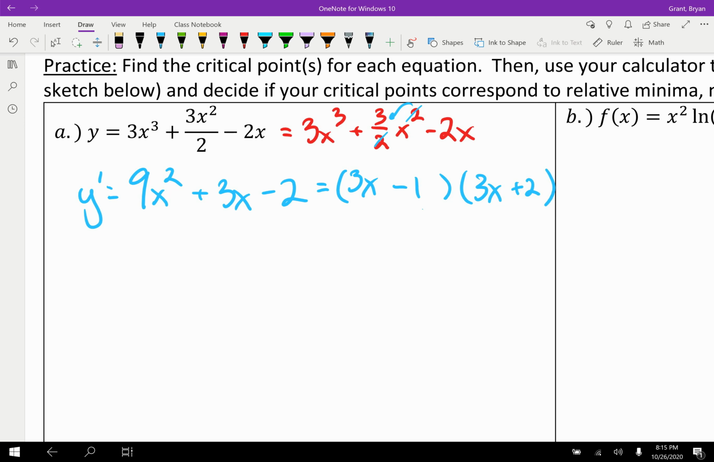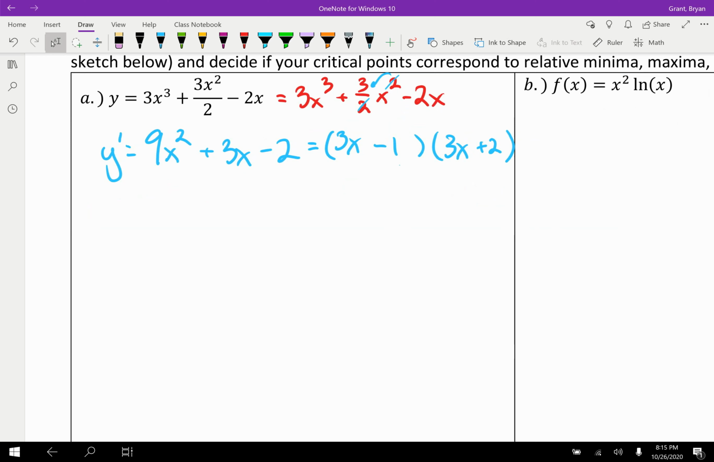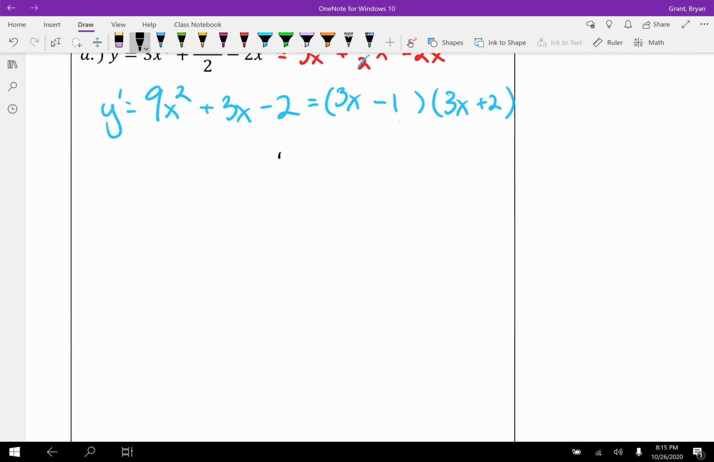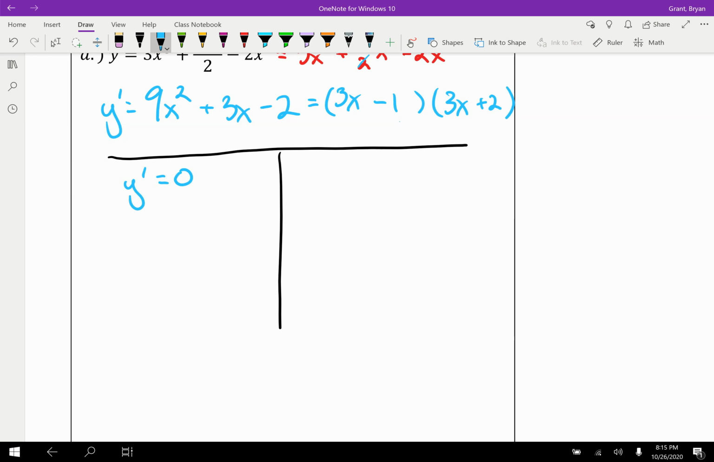Find the critical points. Well, there are 2 criteria we have to check every time we look for critical points. And I always like to make just a nice little T-chart or 2 columns. The first thing I like to say is that a critical point occurs when the derivative becomes 0. Easy enough. The derivative is called 3x minus 1 times 3x plus 2. And when I say what it's called, I mean what it's defined as.